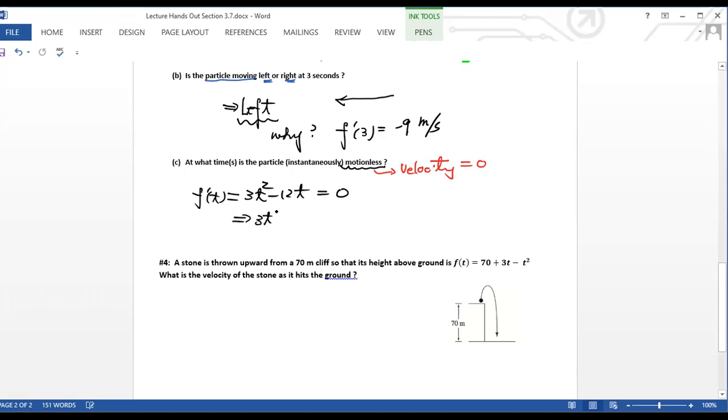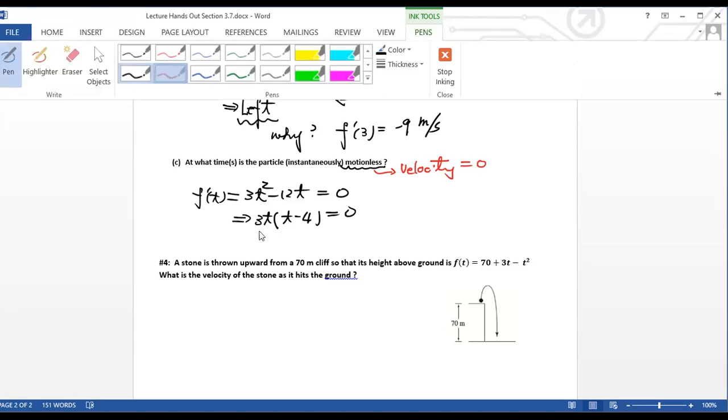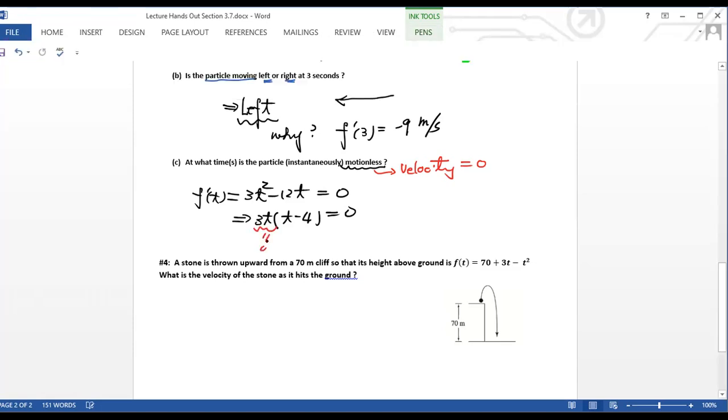So you say 3t times (t minus 4), okay? Now this is equal to 0. So what does that mean? That means this is equal to 0, or this is equal to 0, right? So t is equal to 0 and t is equal to 4.